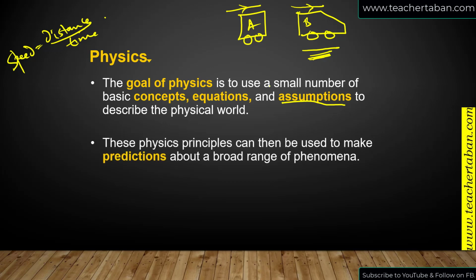Now, these physical principles, concepts, equations, and assumptions together can be used to make predictions about a broad range of phenomena. For example, why are racing cars designed in such a way that they are shorter and they are streamlined? Streamlined means that they are pointed at the front, and then shorter, they are nearer the ground. Why are they like this? So someone who came up with this idea, of course, predicted, used the assumptions which were later verified.